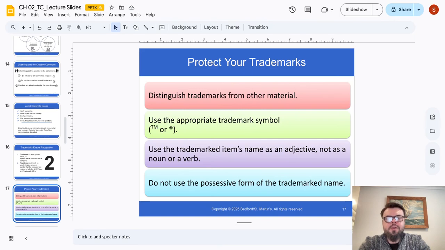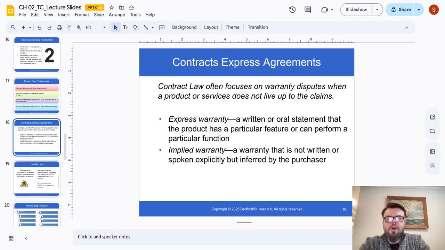Next, the chapter turns to another legal area that technical communicators influence directly: contracts and warranties. Contract law governs agreements between parties, and in technical communication, it most often appears through warranties, claims about what a product or service will do. An express warranty is a direct statement, written or spoken, that promises a specific feature or level of performance. If documentation says a printer produces 20 pages per minute, that's an express warranty.